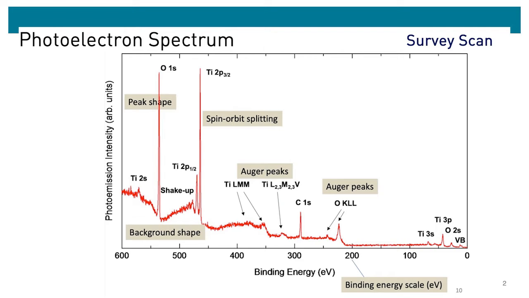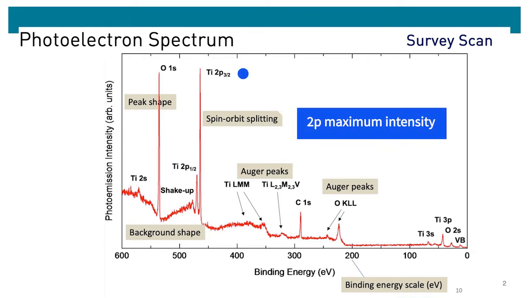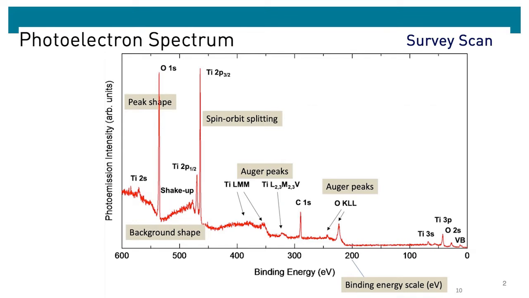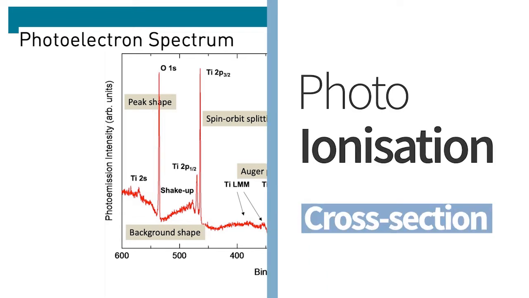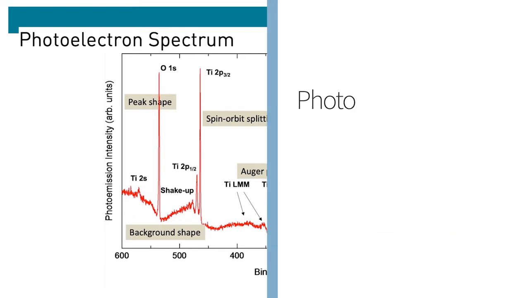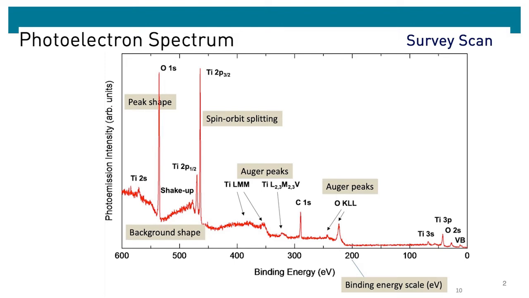present there. Okay. Now, if you look at this survey scan of titania, you notice that many core levels are present, like 2s, 3s, 3p, 2p, and among them 2p gives the maximum intensity. The higher photoionization cross section of a particular orbital is actually responsible for the higher peak intensity of any orbital, okay, than the other orbitals. So you can read about photoionization cross section more from the reading materials.